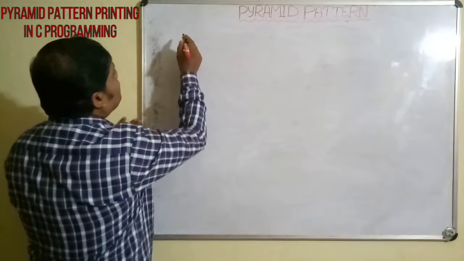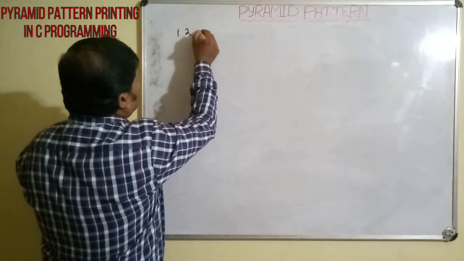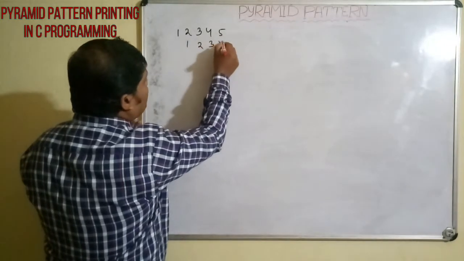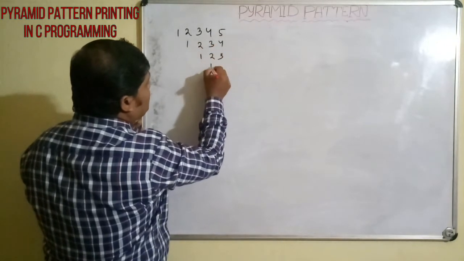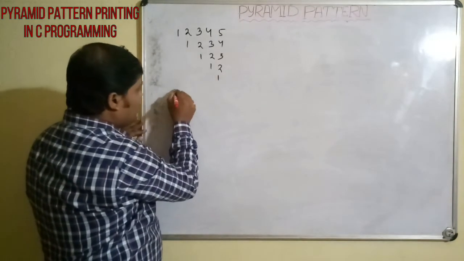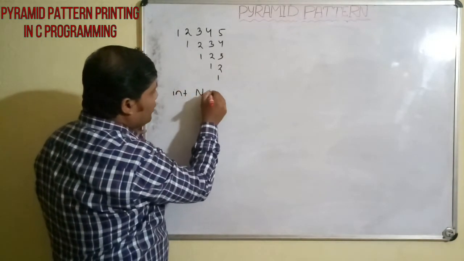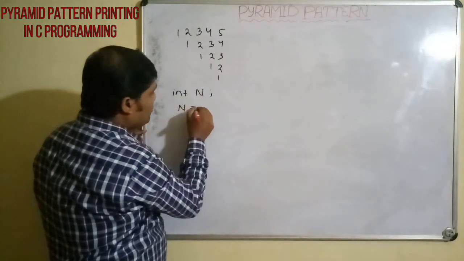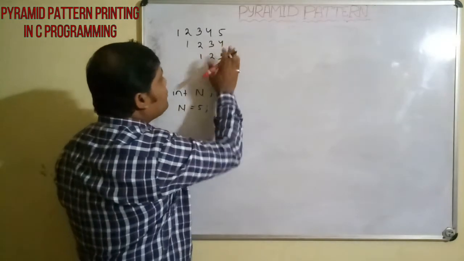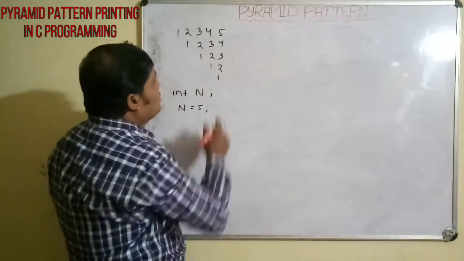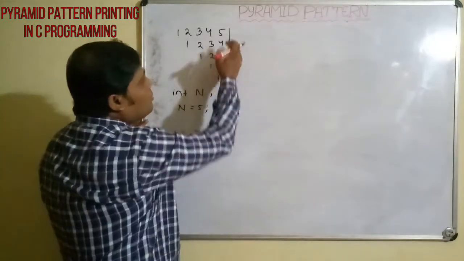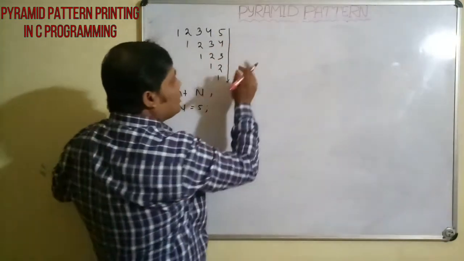Just see, this is 1, 2, 3, 4, 5. 1, 2, 3, 4. 1, 2, 3. This is 1, 2 and 1. Here you can see integer n. I am taking number of lines. So n value, suppose I am taking 5. Here number of lines is 5. So now you can see this is in decreasing order from 5 to 1.